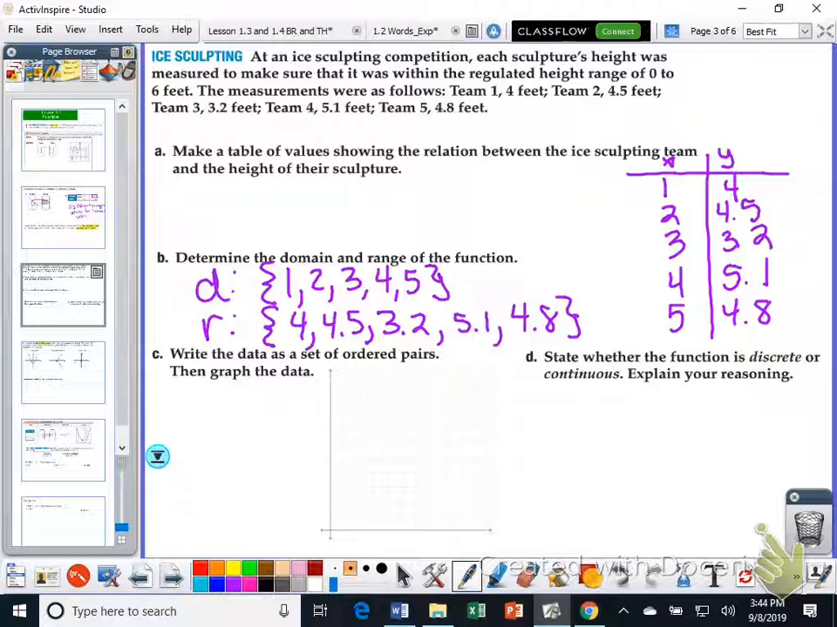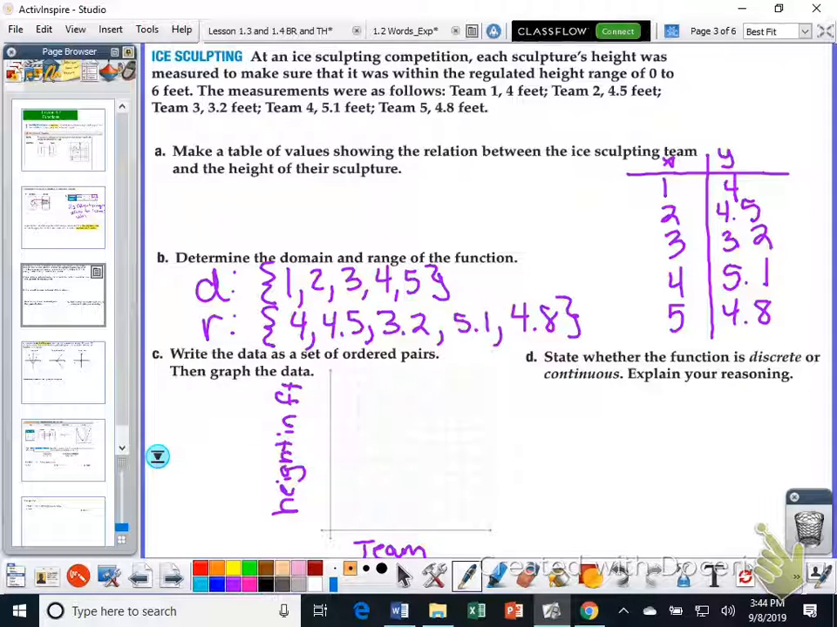We have a graph, and notice that it is a blank graph, so we need to label. So this is going to be my team down on the bottom, and then on the other side is going to be our height in feet. So height in feet, we need to make sure that we label. That's something else that students forget to do.